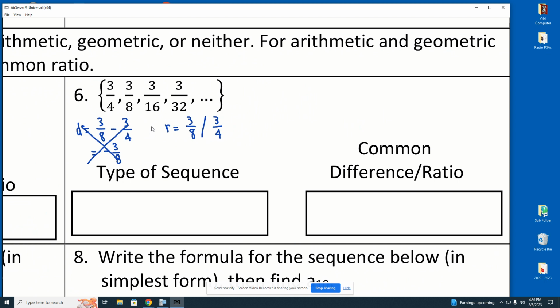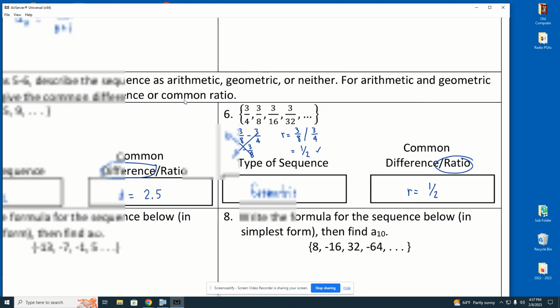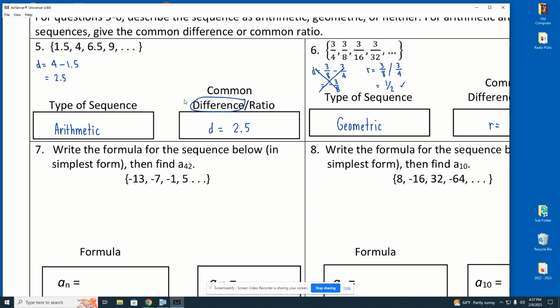3 over 8 divided by 3 over 4 equals 1 over 2, 1/2. So let's check that. If I took 3 over 8 and multiplied it by 1/2, does it equal 3 over 16? Yep. If I took 3 over 16 and multiplied it by 1/2, does it equal 3 over 32? Yep. So sure enough, there is a common ratio, so this is geometric. And that common ratio, R, equals 1/2. And that's it. That's all there is to those two problems. So we keep on cruising.